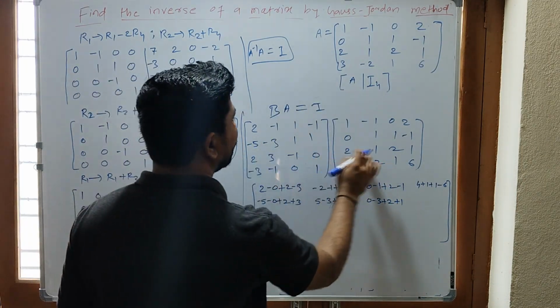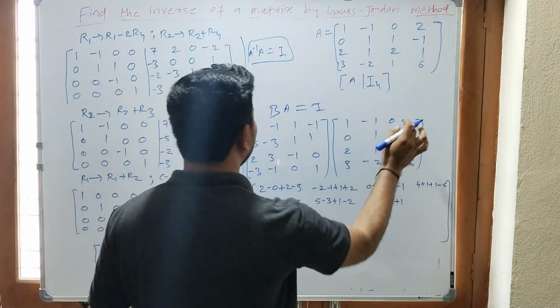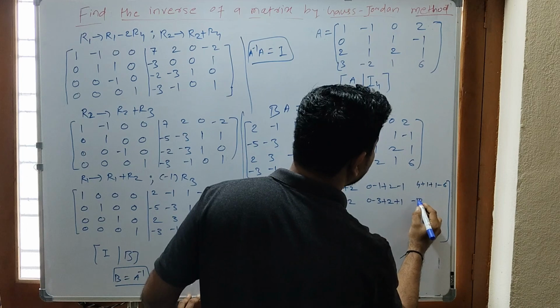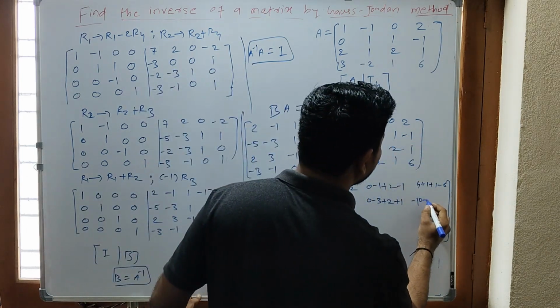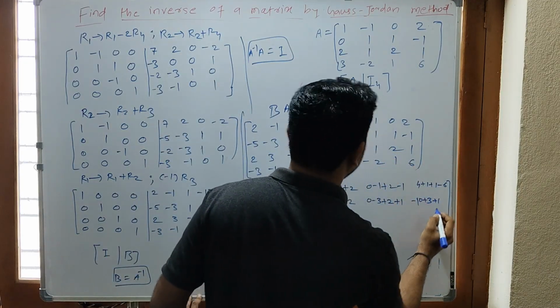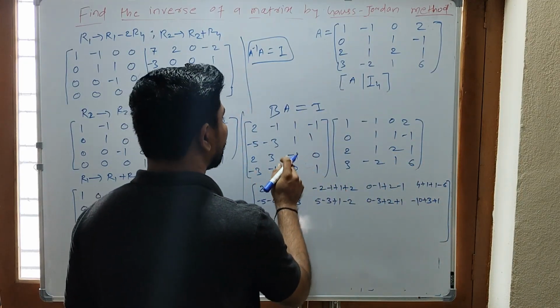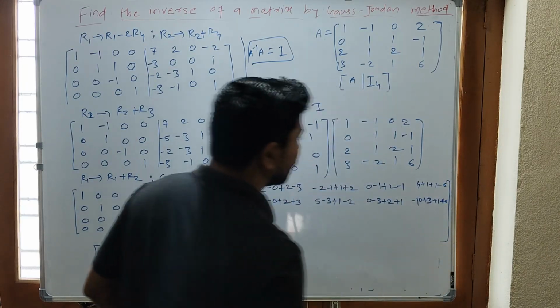Here the second row, fourth column is the A24 entry. Here minus 5 into 2, simply minus 10. Here minus 3 into plus 1, simply 3. This 1 into 1 plus 1, and this 1 into plus 6, here plus 6.